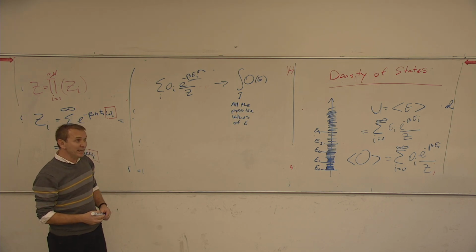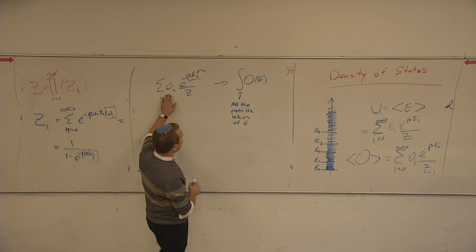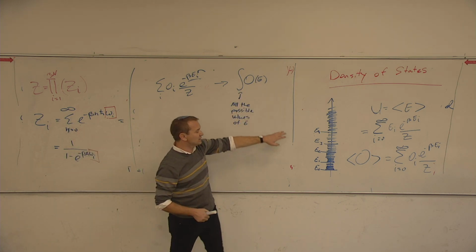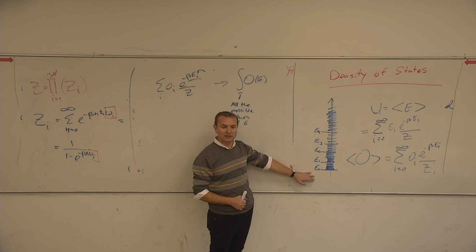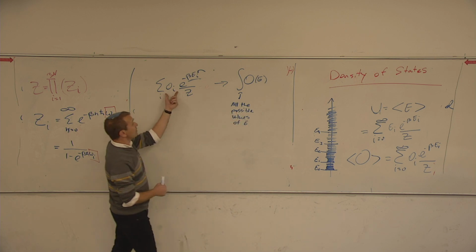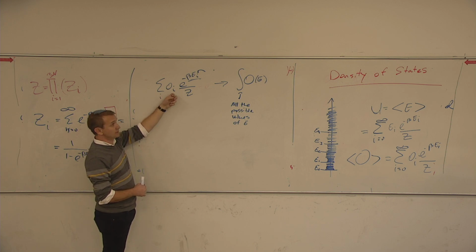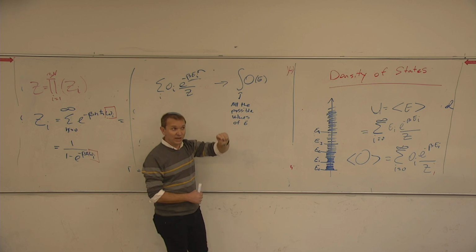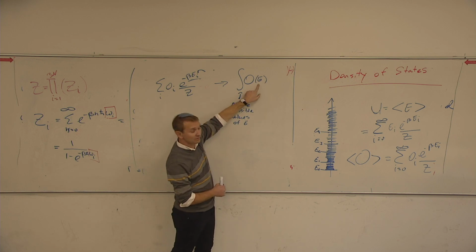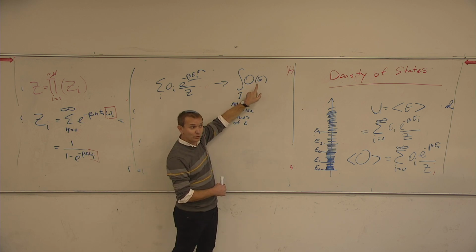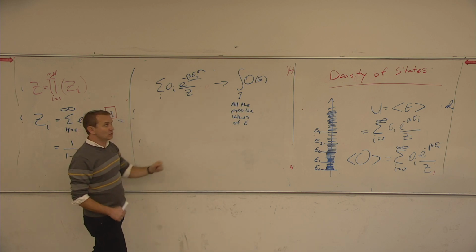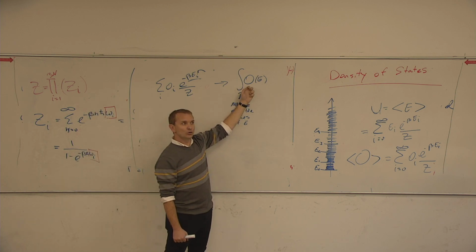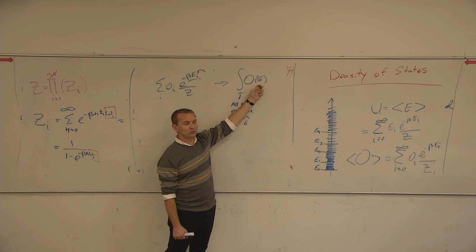So the question: how do I know that O is a function of E? Here's the assumption that the state is completely defined by the energy. So here I have different states, represented by i, with different energy. Instead of using E_i, or simply i, I'm using the value of E. Each value of E represents a different state. So different values of O correspond to different values of E.